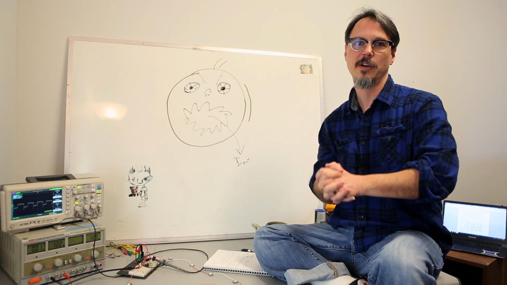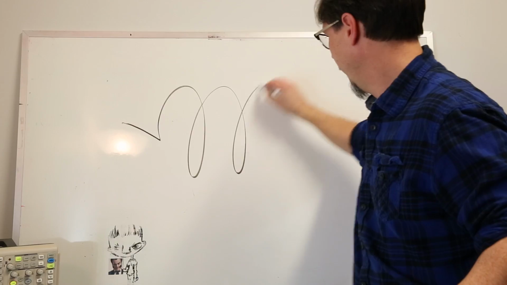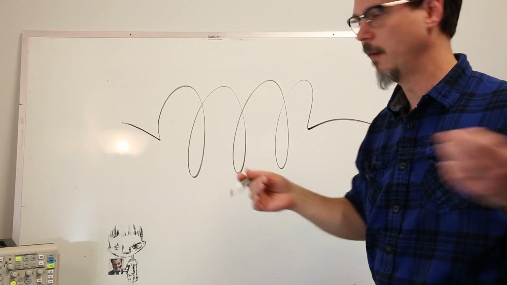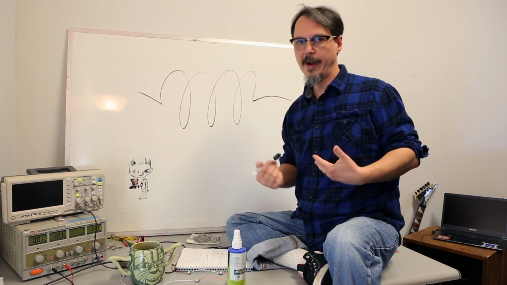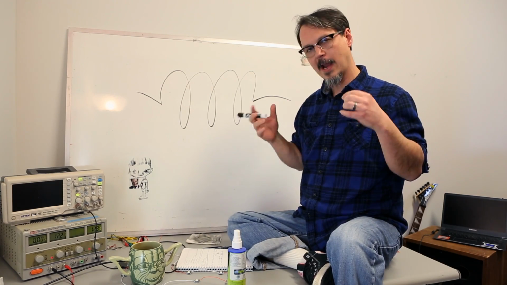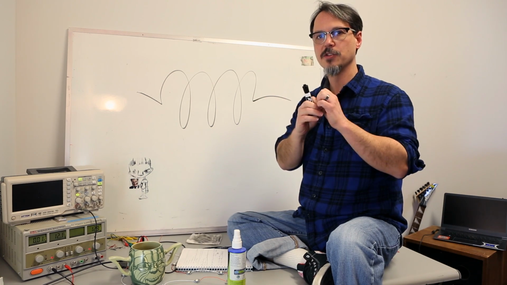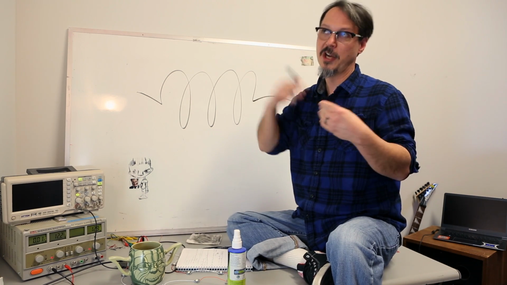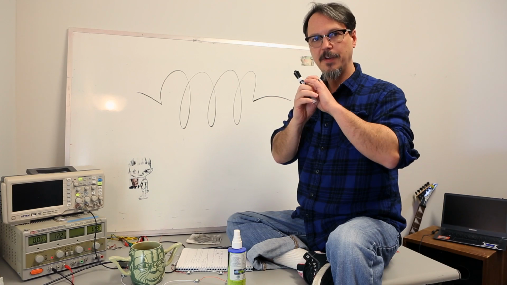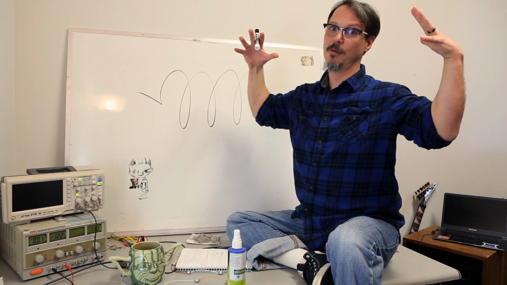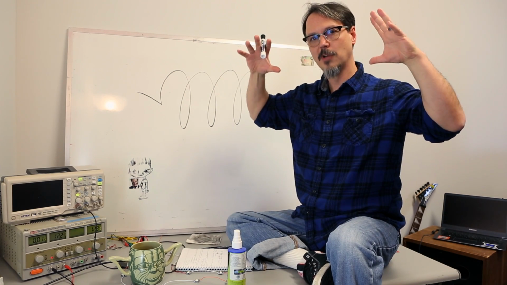Inductors. We should review inductors really quick. Here is a coil of wire. When you pass a current through a wire, a conductor, as that current is ramping up from zero or changing at all, a magnetic field will create itself around the conductor.